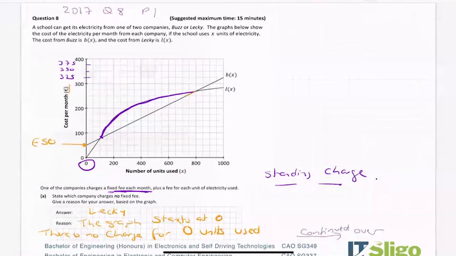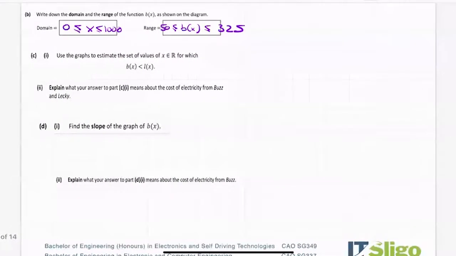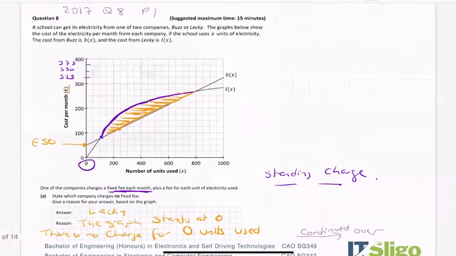Okay, so I'll do B of X there. So anywhere here, B of X is less than L of X. Okay, so how do you do that? Well, you dot down here on your x-axis and you figure out what value that is. It's halfway between 0 and 200, so it's 100.